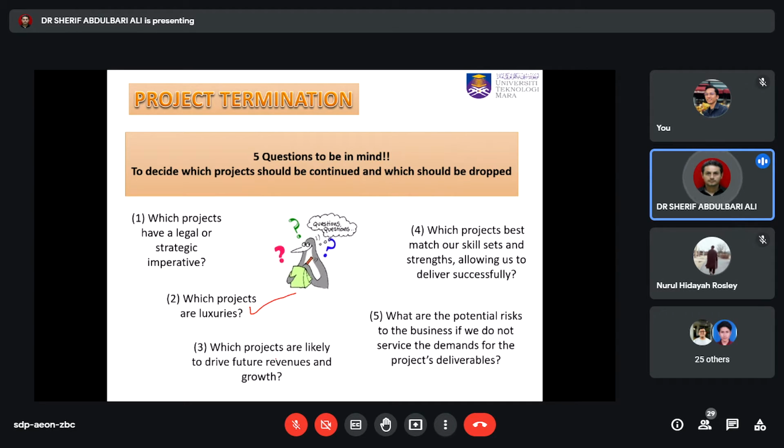Which project is lucrative? Which projects are likely to derive future revenue and growth for the organization? Which project is best for matching our skill sets and strengths as an organization also? What are the potential risks to the business if we don't service the demands for the project's deliverables?